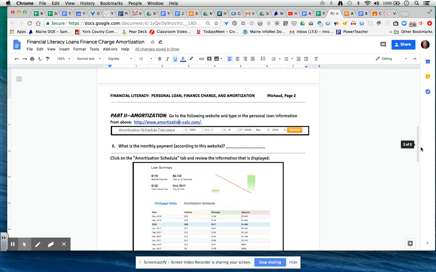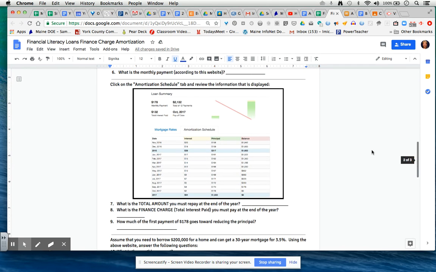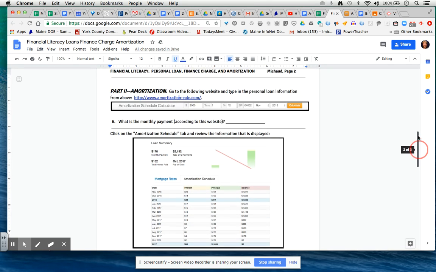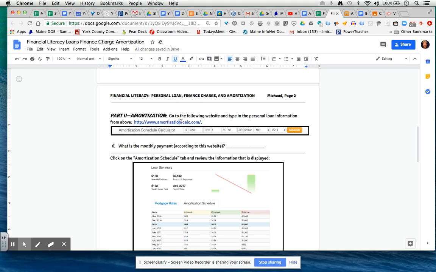Amortization is how each payment goes to principal and interest. How much of each payment goes to the principal, which is what you borrowed, and then how much goes to interest, which is really the cost of borrowing. That's how much your creditor will make. So let's first go to this website, the amortization website.